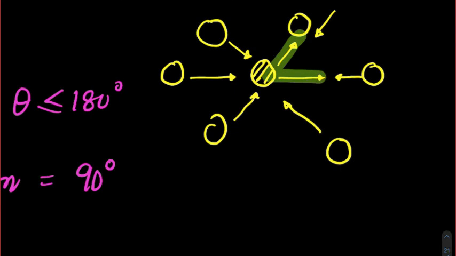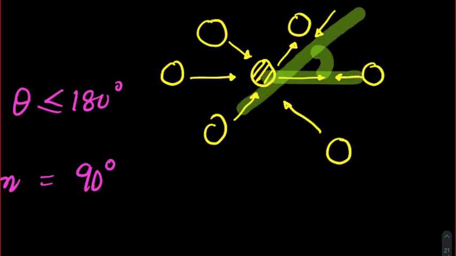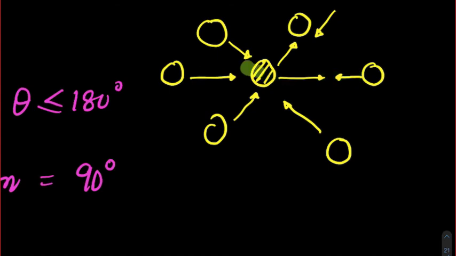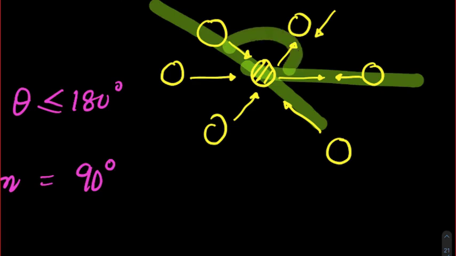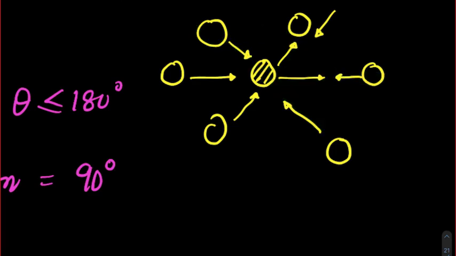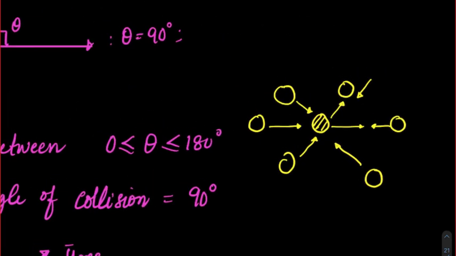If I take these two, this is the angle which it will make. If at all I take this one and this one, this is the angle which it will make. If I take this one and this one, this is the angle which it is making. This is called angle of impact or angle of collision.